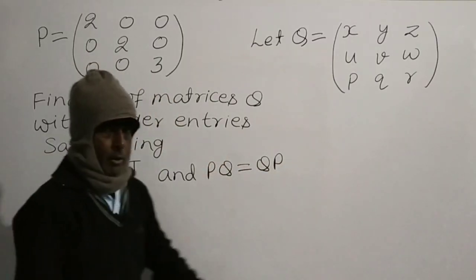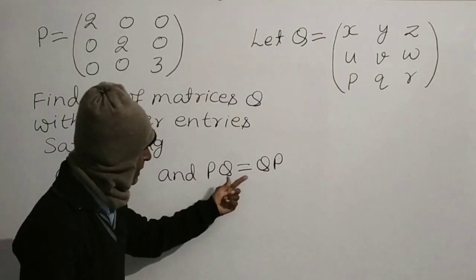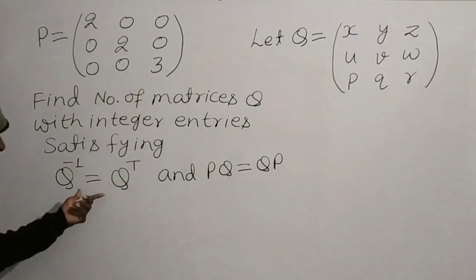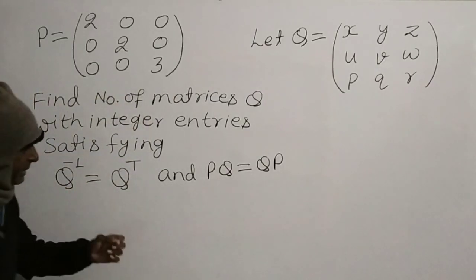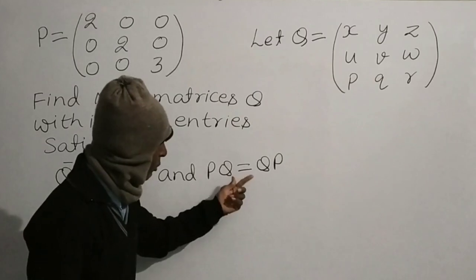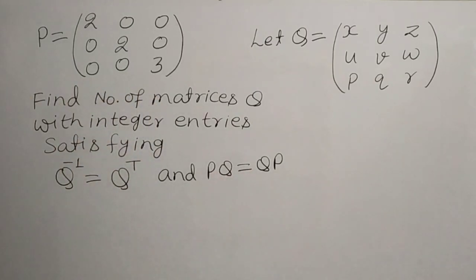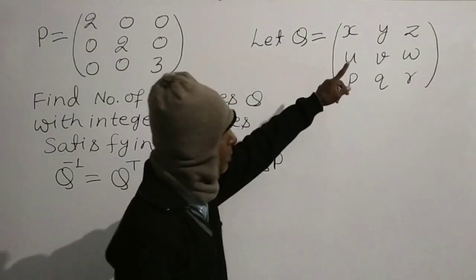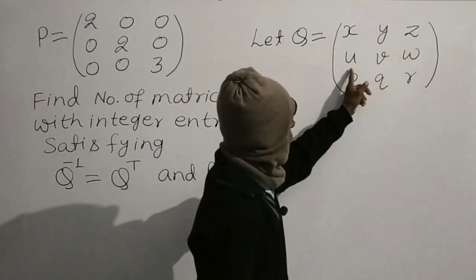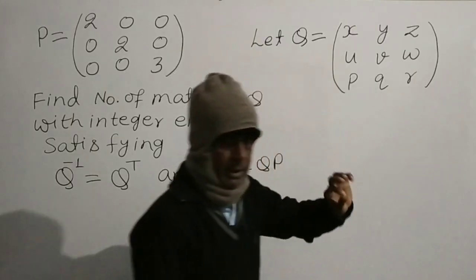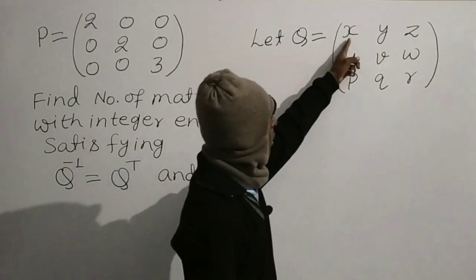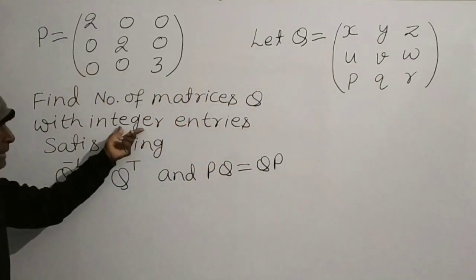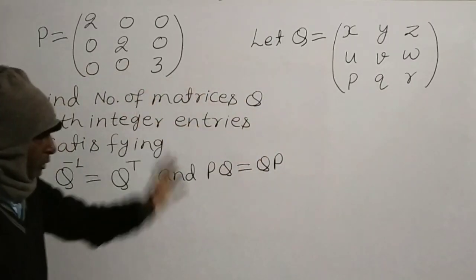First, we will take this condition. We will consider this condition first, and after that, we will consider the other condition. We suppose matrix Q is equal to X, Y, Z, U, V, W, P, Q, R. It is clear that all of these elements are integers.